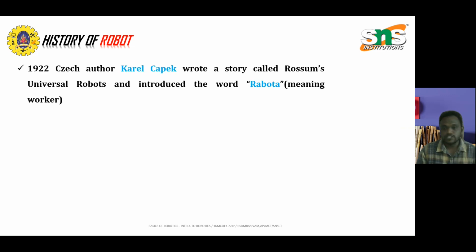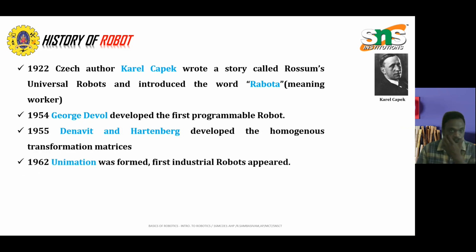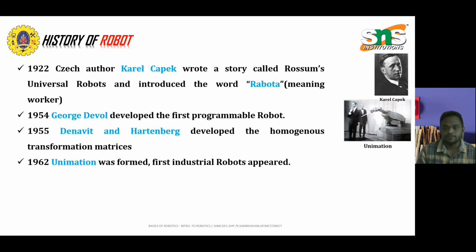Now we are moving towards the history of robots. Karel Capek introduced the word robot in 1920s, meaning a mechanical worker. In 1954, George Devol developed a programmable device to perform tasks repeatedly. In 1955, Denavit and Hartenberg developed the homogeneous transformation matrix, which helps in moving from one place to another. In 1962, Unimation developed the first industrial robot for specific tasks like welding or moving parts.